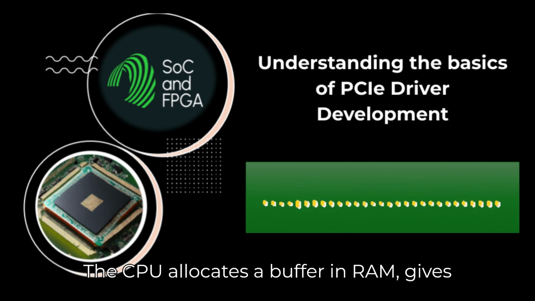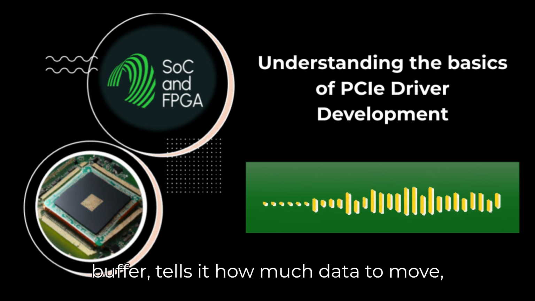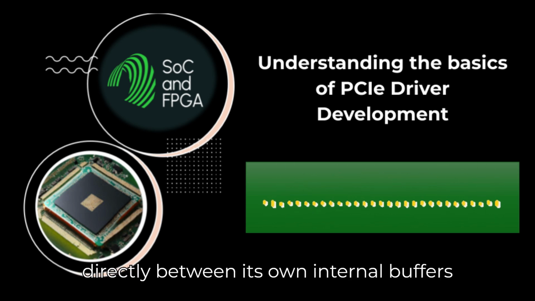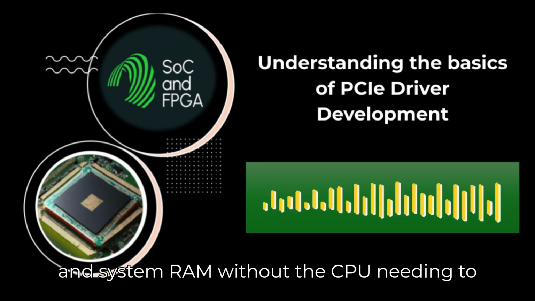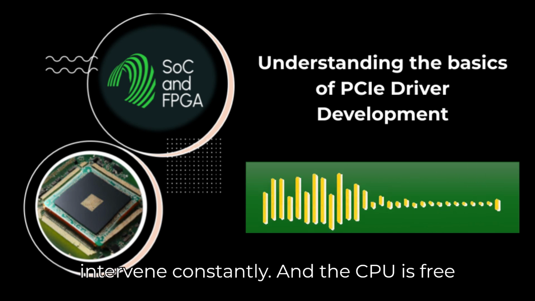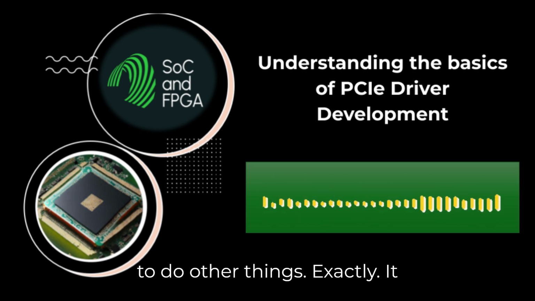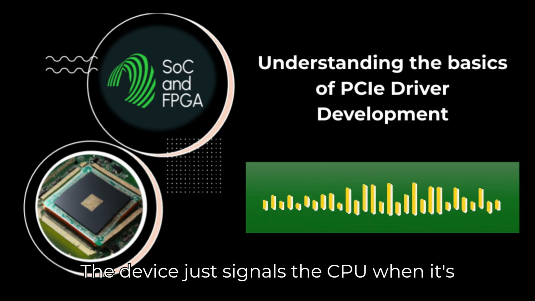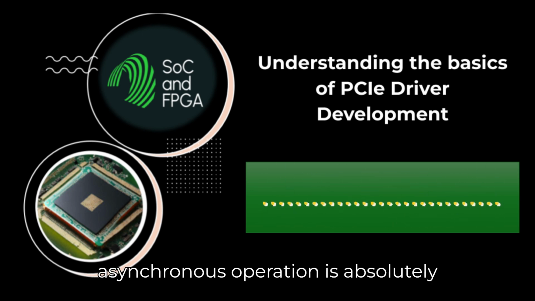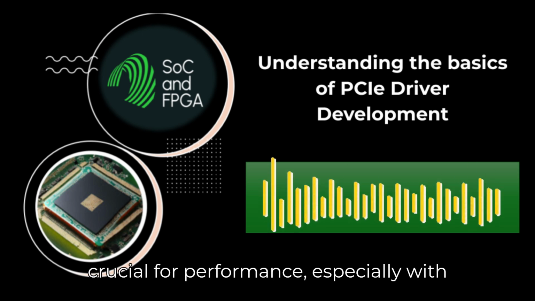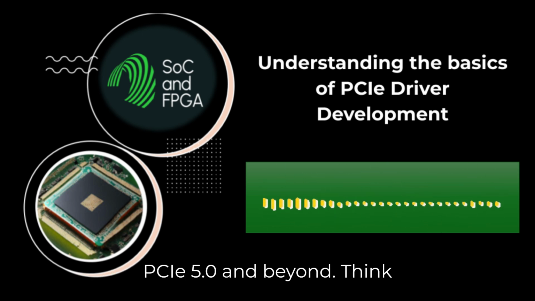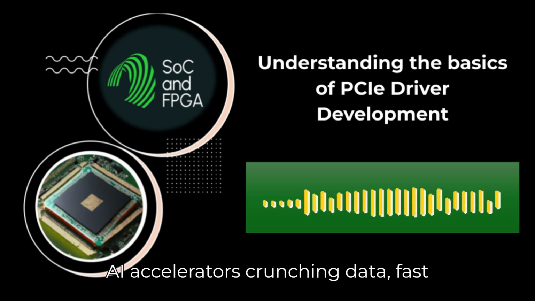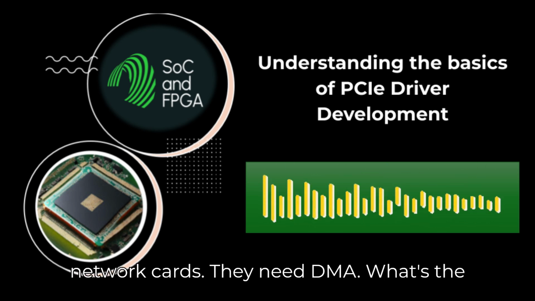Pretty much. The CPU allocates a buffer in RAM, gives the device the memory address of that buffer, tells it how much data to move, and kicks off the transfer. The device then manages the whole thing, moving data directly between its own internal buffers and system RAM without the CPU needing to intervene constantly. And the CPU is free to do other things. Exactly. It significantly reduces CPU overhead. The device just signals the CPU when it's done, usually with an interrupt. This asynchronous operation is absolutely crucial for performance, especially with PCIe 5.0 and beyond. Think NVMe SSDs hitting gigabytes per second, AI accelerators crunching data, fast network cards. They need DMA. What's the driver's role in DMA?